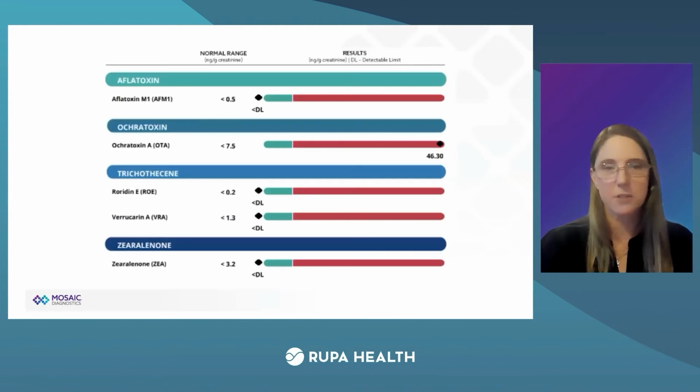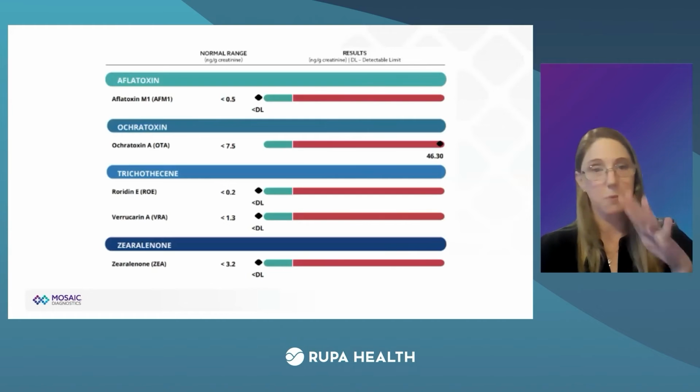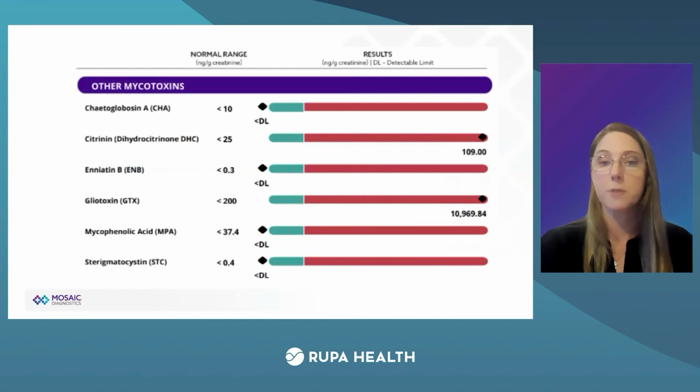So just like on our tox, we want to flip the page and make sure that there are no other measurable mycotoxins. They just were measured at a lower rate. And for this particular individual, we didn't see any.